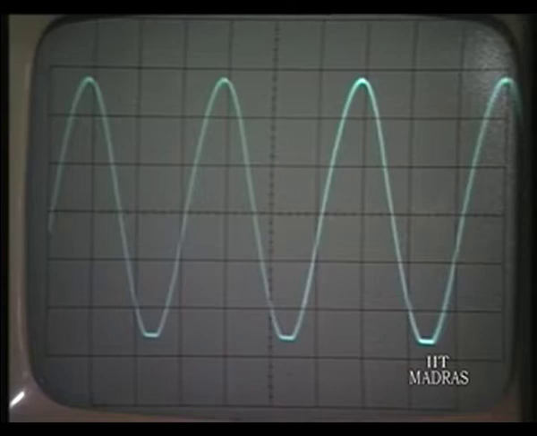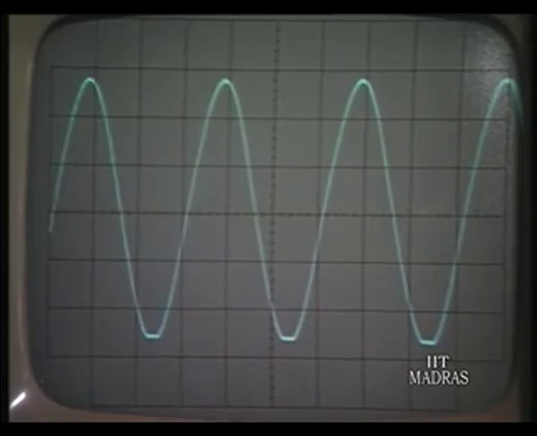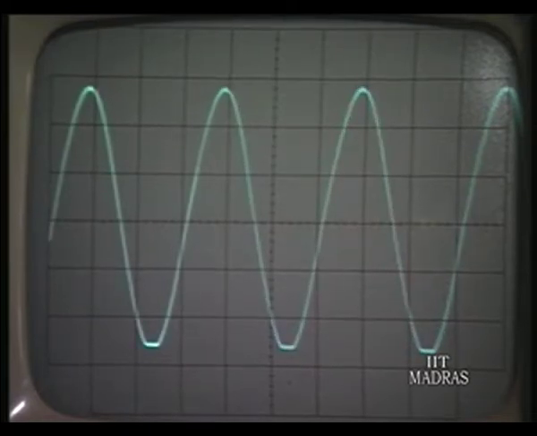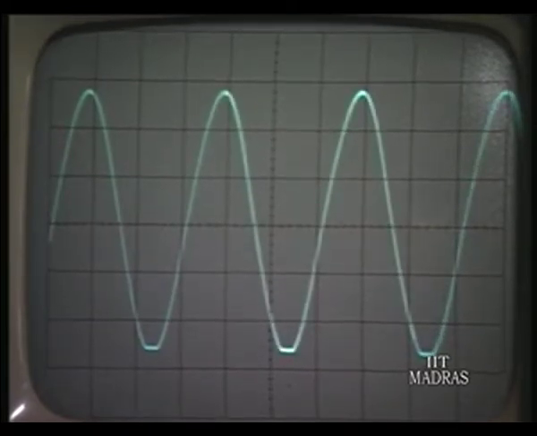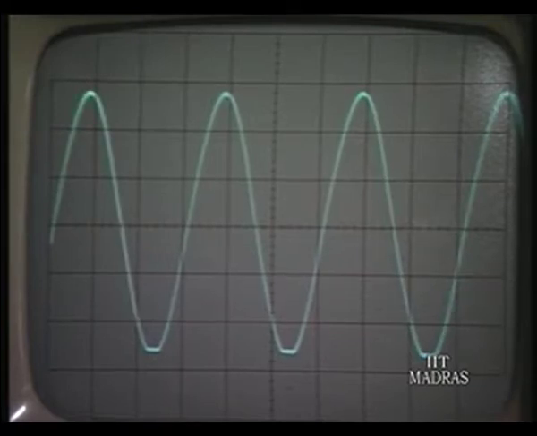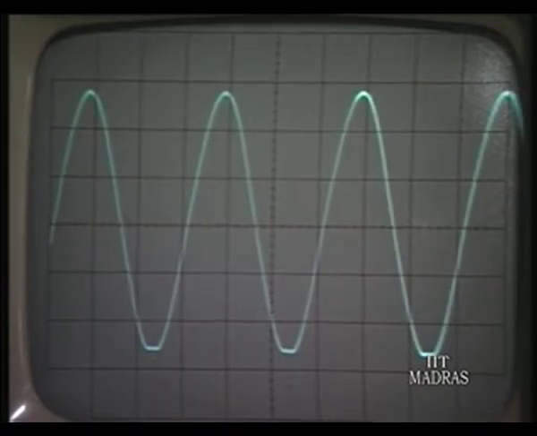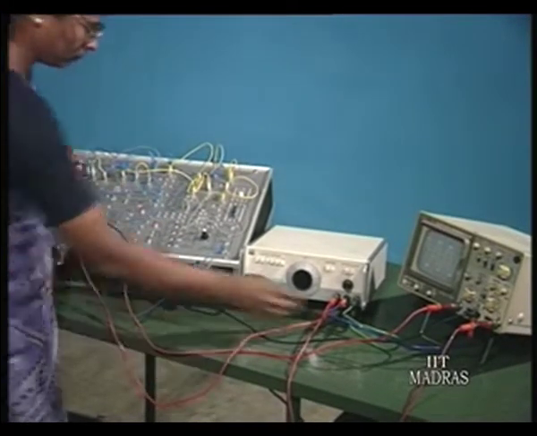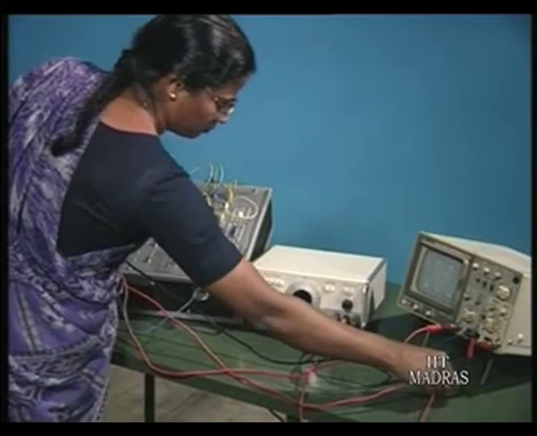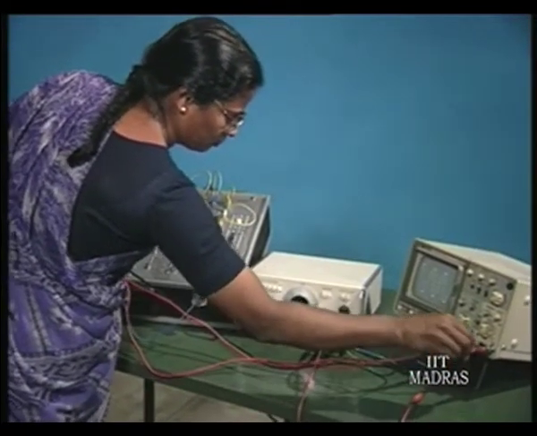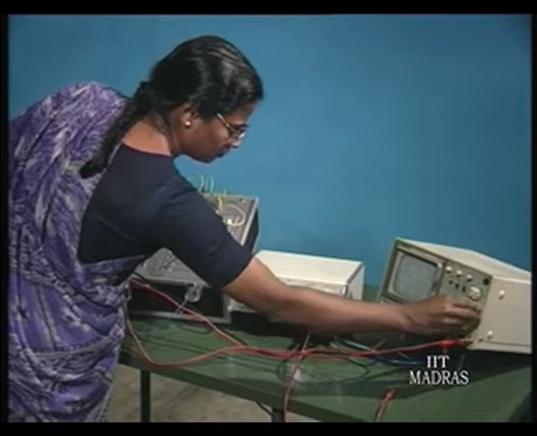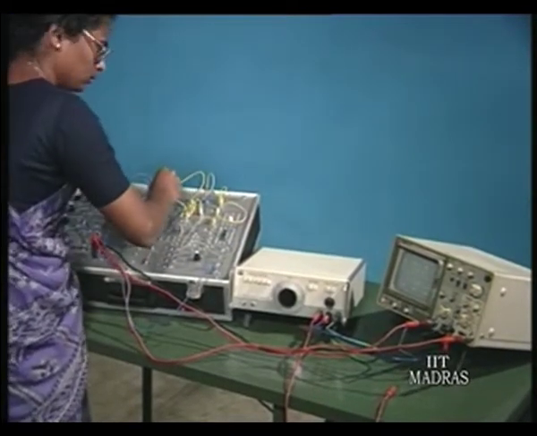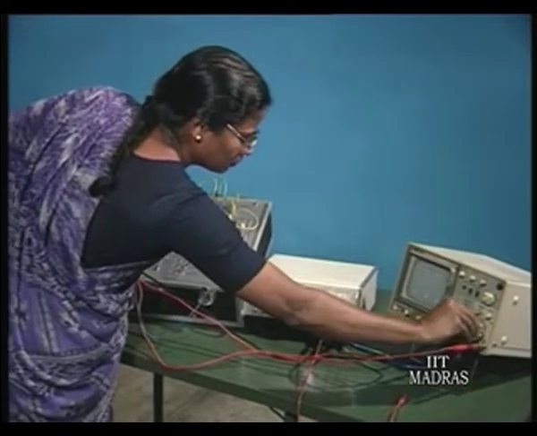Now, the frequency of oscillation is once again around 200 hertz. Now, I want you to see the phase difference between one output and the other output. Will you please connect another output, so that they can see the phase difference between one output and the other output. She is now connecting another output, so that you can see the effect of quadrature, that is phase shift of 90 degree between the two outputs.